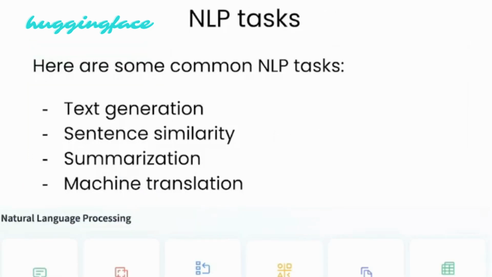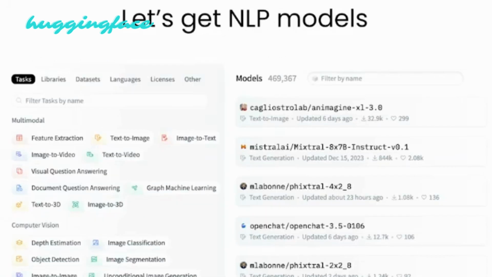NLP has many tasks. You will go through a few of them in the next few lessons, but feel free to try the rest on your own. You will go through the text generation task to build the chatbot, sentence similarity, summarization, and machine translation. One question remains, which model should we choose? There are so many open source models. To browse the models, you can use the Hugging Face Hub.